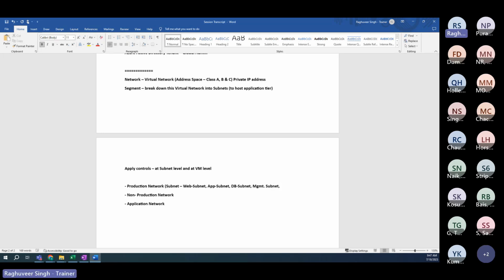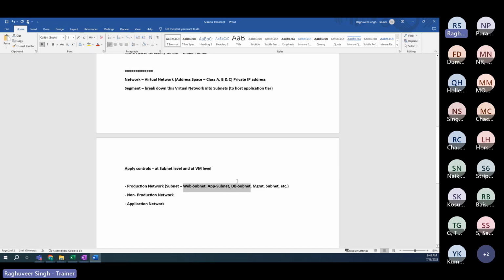You can create subnets like this, and with this approach, you can put multiple web servers belonging to separate applications, multiple application servers, multiple database servers here, and you can apply security controls at the subnet level on what kind of traffic will be allowed.